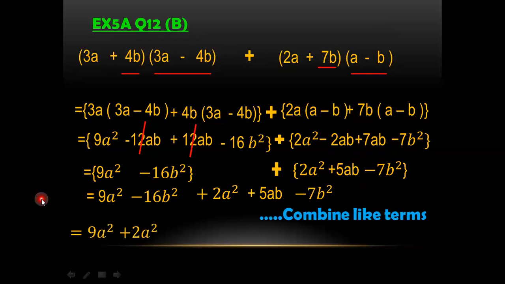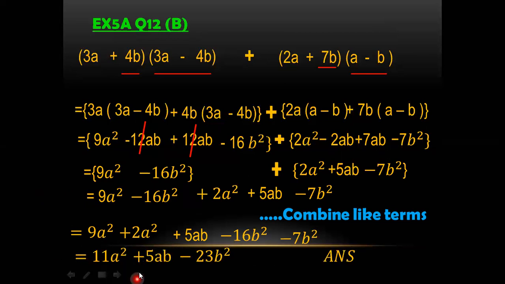9a square is combined with 2a square. Plus 5ab remains single. Minus 16b square is combined with minus 7b square. 9 and 2, 11a square, 5ab remains as it is, and minus 16 and minus 7, minus 23b square is the final product of this question.